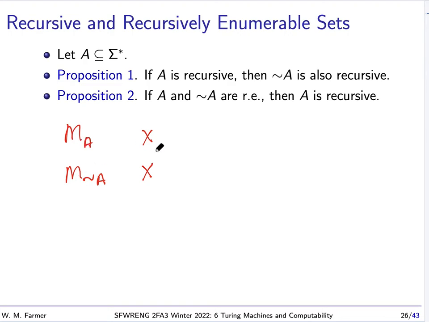So our machine will run both of these in parallel by running this one a few steps and running this one a few steps. And these machines, one or the other, will have to eventually accept, because X is either in A or it's in the complement of A. So if the first one accepts, then we accept X. And if the second one accepts, then we reject X. And so this machine will be total, and it will accept A. So yes, this proposition is true. If A and the complement of A are RE, then A must be recursive.